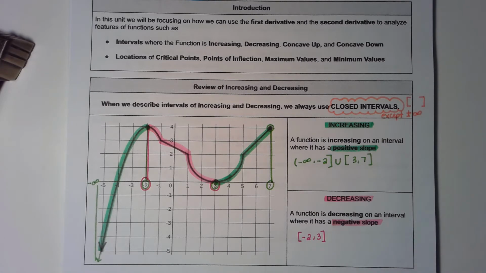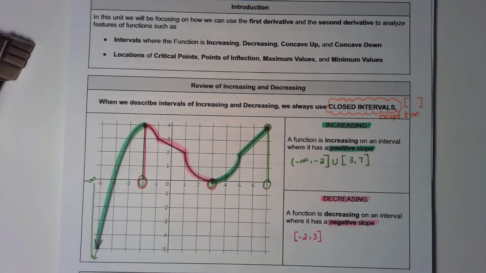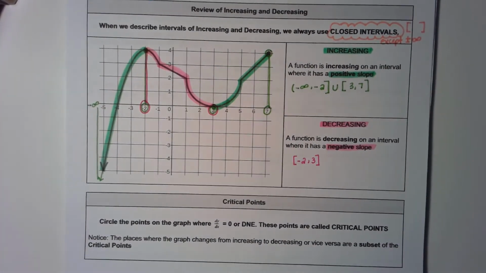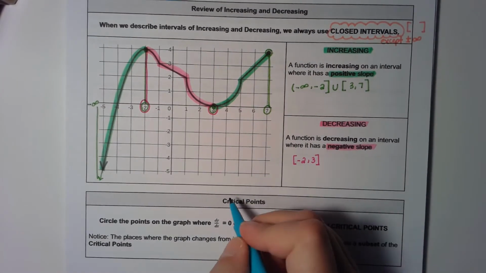Okay, now what we need to do is connect what we already know visually about increasing and decreasing, describing that as being a positive slope or a negative slope, to what we've been talking about with derivatives. So in order to help make that connection, we're going to start by talking about something called critical points. So the next topic here is going to be all about critical points.